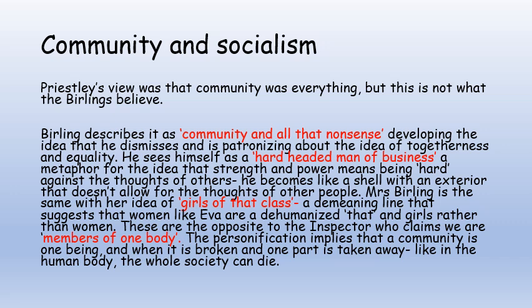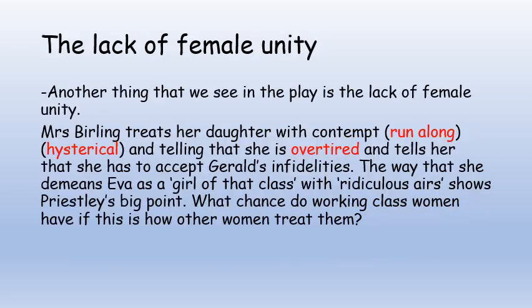Mrs. Birling's the same. Think about how she talks about girls of that class. She runs a charity, but she's dead demeaning, and it suggests that women like Eva are dehumanised by other women. It's the opposite of the inspector. He says we're members of one body. Okay, he personifies us all, and he implies that community is one being, and when it's broken, one part is taken away, like in the human body, whole society can die.